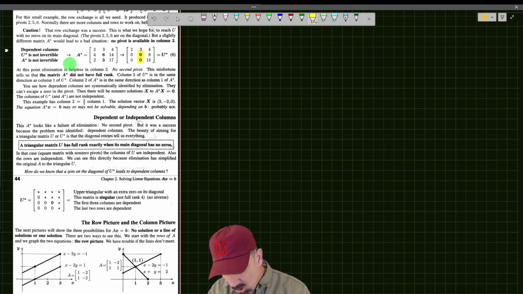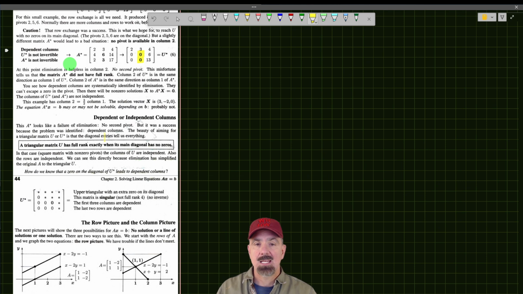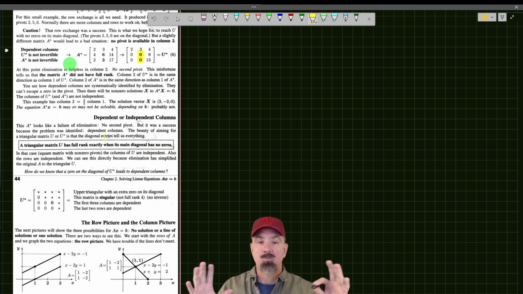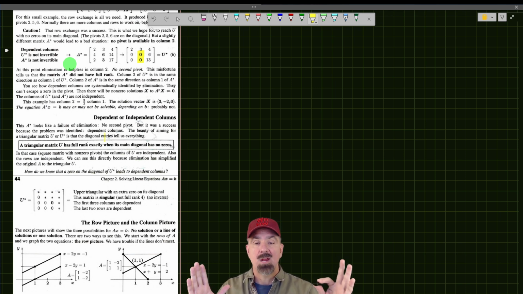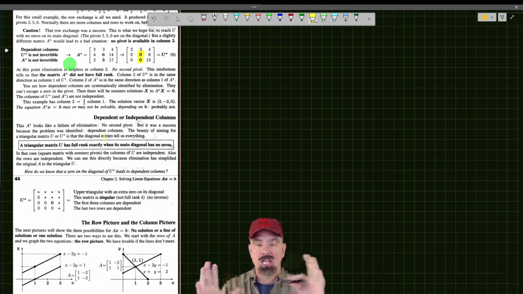And so he continues the conversation, and then he looks at dependent and independent columns. Remember the conversation about column space. If we have linearly independent columns, then those span the entire space developed by all the columns of A. If the columns of A are linearly dependent, then we actually have a reduction in the size of the vector space that we're spanning.